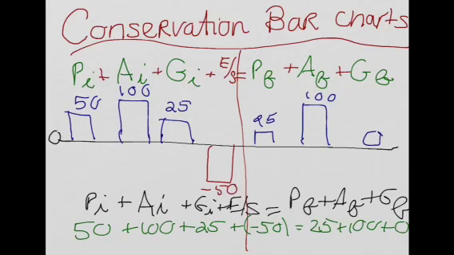Notice the sum of all of the money on the left, so 50 plus 100 plus 25 is 175. Plus a negative 50 gives you positive 125. And on the right side, we also have 125. So these forms of money are conserved.